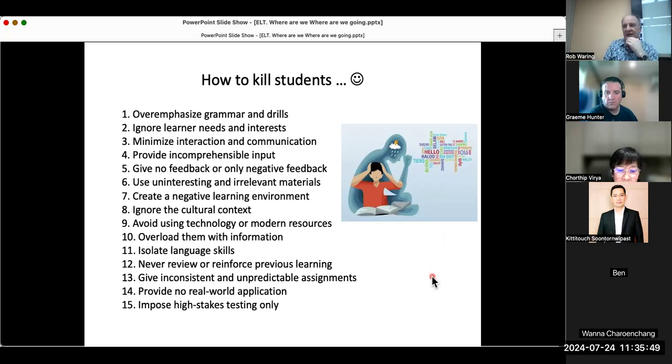So, some of the things I've been talking about before, we're actually doing quite a lot of this in our language classes, right? Quite a lot. As I say, there's too much grammar and drills. We saw 97%. Learner needs are not being met very much.